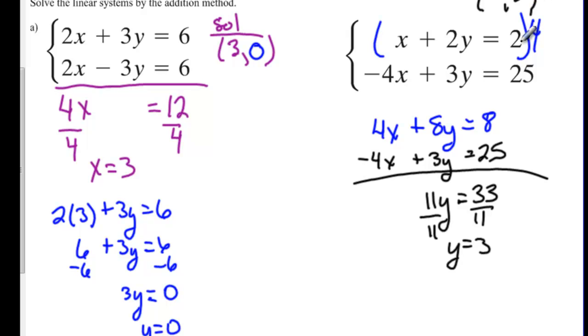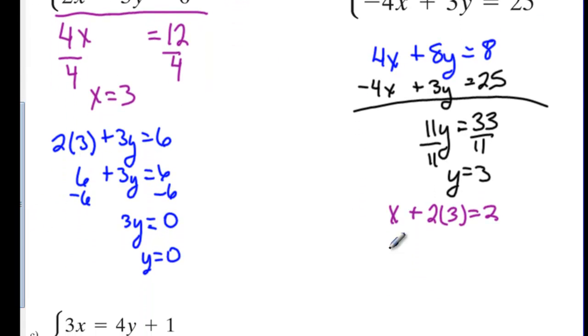So for this one, so far, we've got this part. We got the y is 3, and we need to solve for the x. So we can plug this into either equation. I'm going to pick the x plus 2y equals 2 because it looks easier. So x plus 2, plug in that 3 for the y, equals 2. So we have x plus 6 is 2. Subtract 6 on both sides, and we get x equals -4.